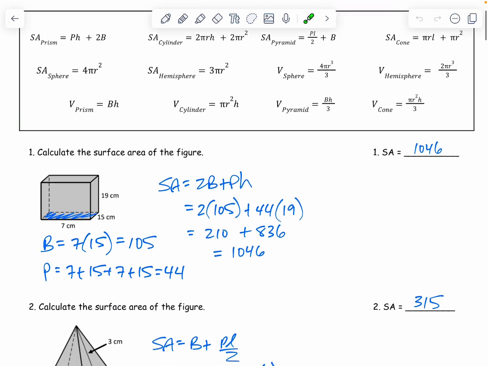So I'm going to breeze through these examples real quick and just make sure that you understand how to do each of them. If you need to pause the video, go ahead and do that so that you can copy down. But make sure that you're reading the directions very carefully.